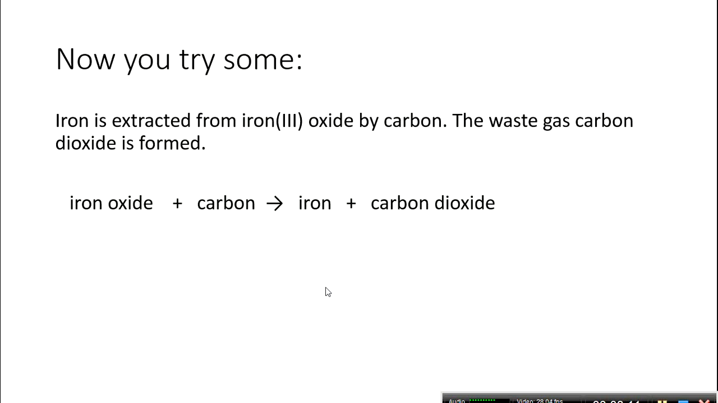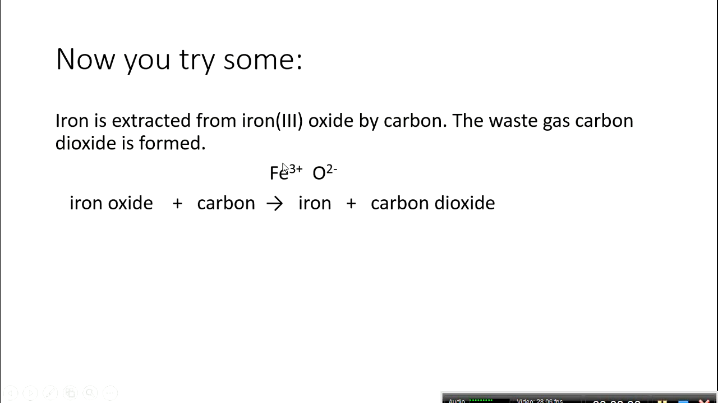Okay, so the word equation then, iron oxide is given here. That's reacted with some carbon, so iron oxide plus carbon. Says the iron is extracted, so that's one of my products, and another product is the waste gas of carbon dioxide. So that's my word equation. Now we need to use the ions to be able to work out the formulae.